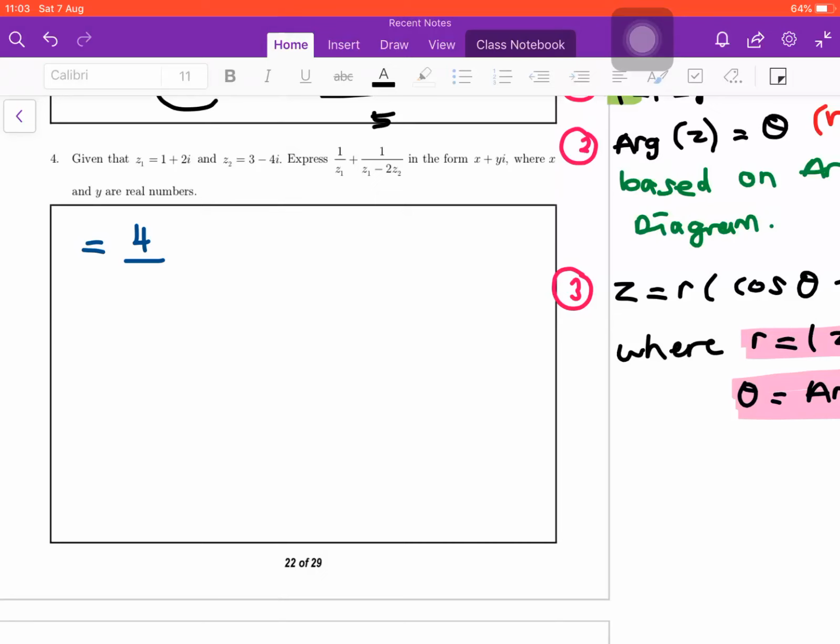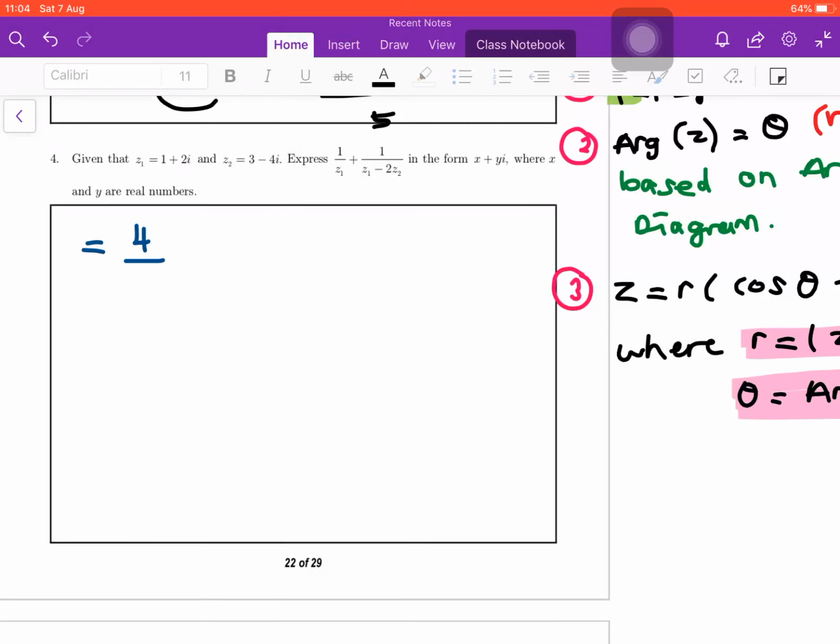So today's video, I'm going to discuss complex numbers. We are going to solve a few questions on complex numbers. The first one is, given that Z1 is equal to 1 plus 2i and Z2 is equal to 3 minus 4i. Okay, so it's given here two complex numbers. Express 1 over Z1 and 1 over Z1 minus 2Z2 in the form of x plus yi, where x and y are real numbers. Okay.